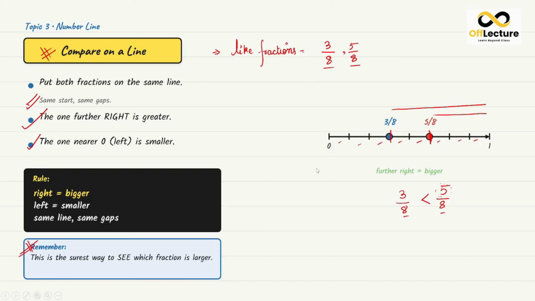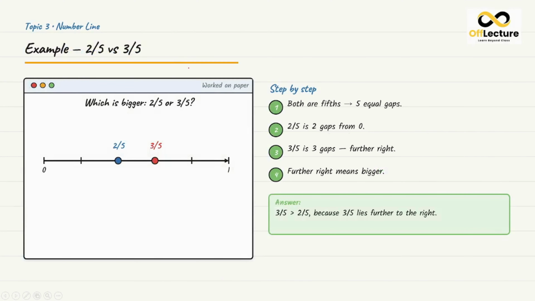Let's suppose we want to see whether 2 by 5 is bigger or 3 by 5 is bigger. Since both are fifths, we will create 5 equal parts: one equal part, second, third, fourth, and fifth equal part. For 2 by 5, we will jump 2 gaps from 0, from here to here, and from here to here. And for 3 by 5, we will jump 3 gaps, so we will come here.